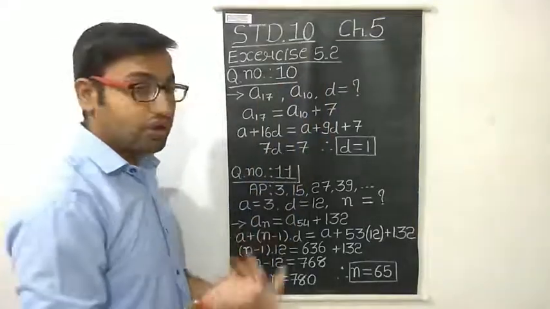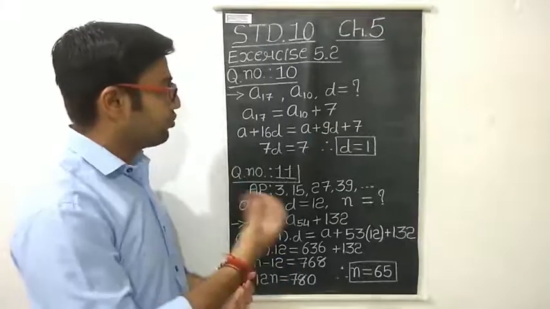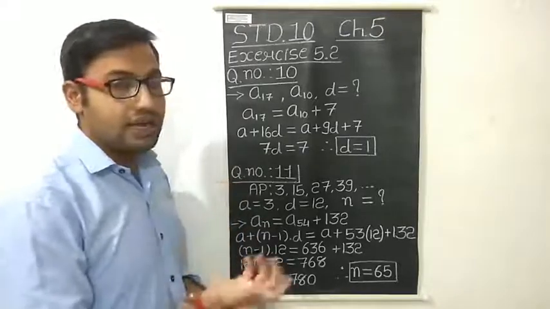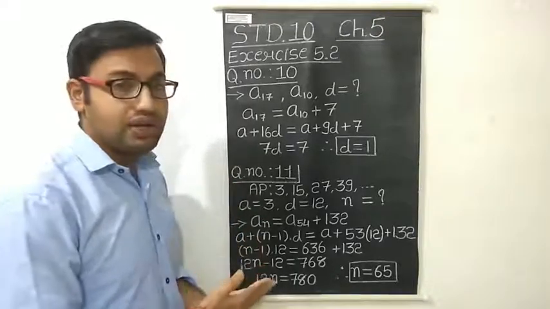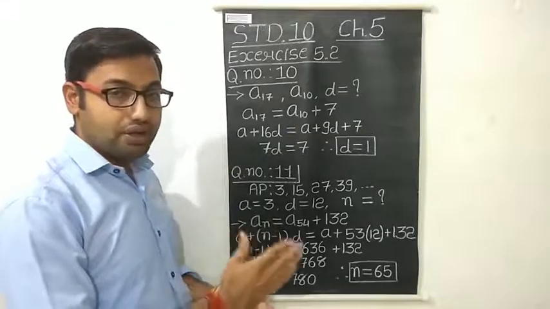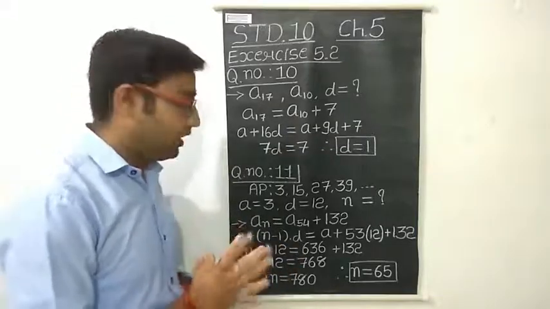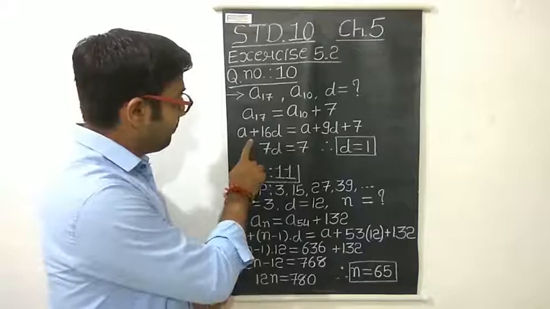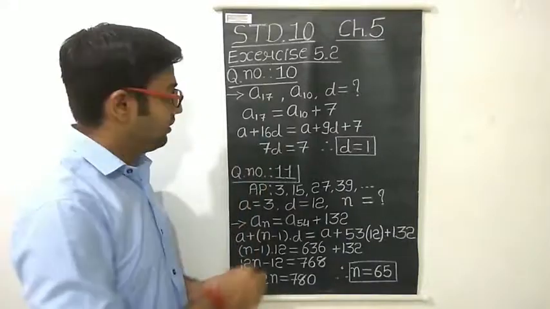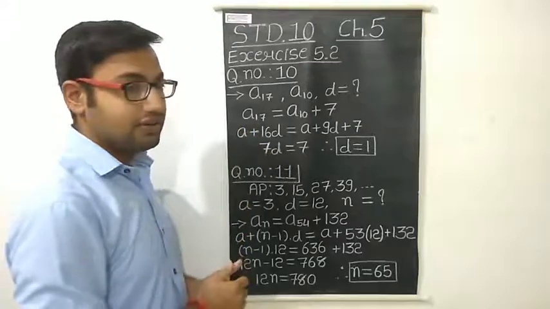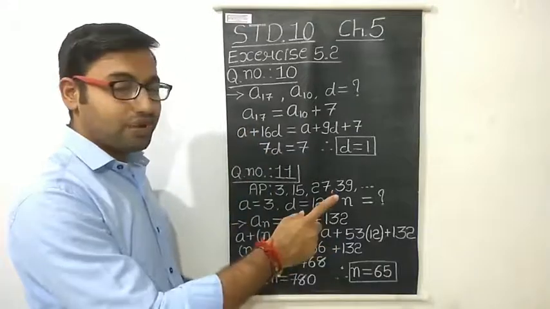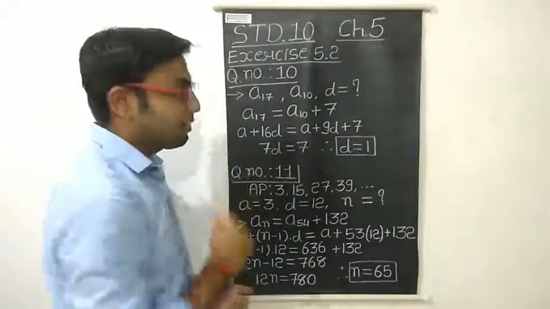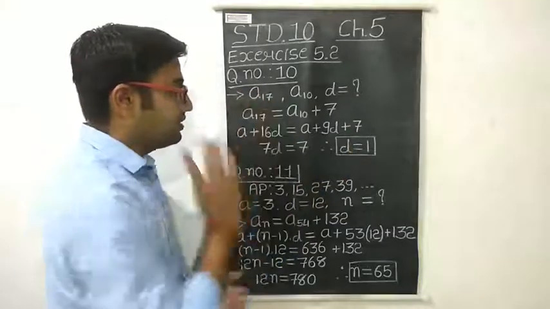Now using this equation, we have to find the value of D. But how? We do not have the value of A. Just put in the formula that we use to find the nth term. And what is that formula? The formula is An equals A plus n minus 1 into D. Using this formula for the 17th term, we can write A plus 16D, because n is 17, and n minus 1 is 17 minus 1, so we get 16D. In the same way, for A10 we get A plus 9D. And 7 is as it is.